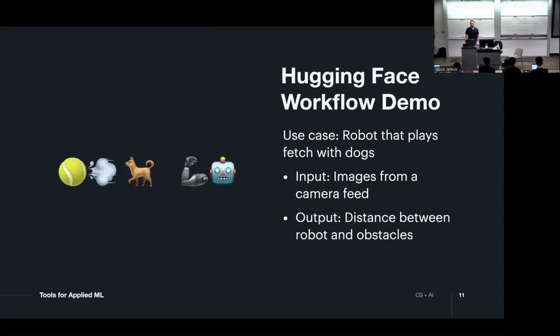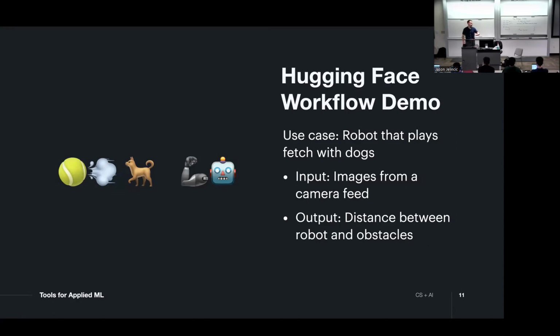So here's just this random use case I made up. I want to make a robot that plays fetch with a dog. And this isn't necessarily just a robot, it's like a catapult you set manually. I want it to understand the space around it and know how far to throw the ball depending on what room it's in.